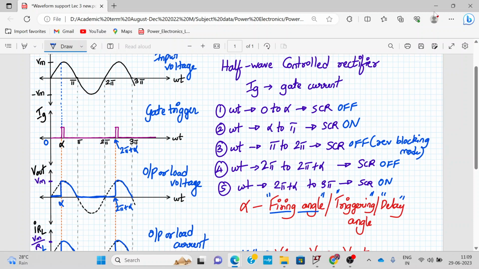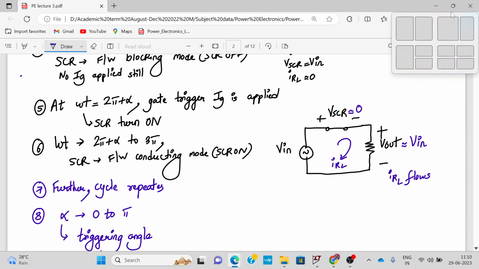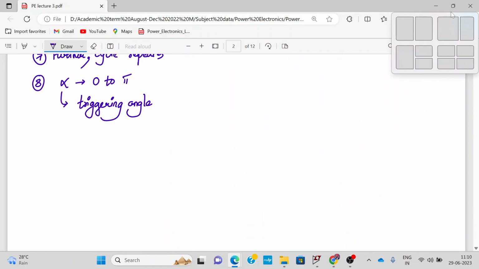So explain in your own words why the SCR is off and in which state it is, and how the triggering angle influences the output, and why it is called a controlled rectifier. I hope by now you have understood why it is called a controlled rectifier, because we control the conduction of the SCR when the input is positive in the positive half cycle. So that's why it's called a controlled rectifier. Alright, let's go back to this PDF and derive the following now.